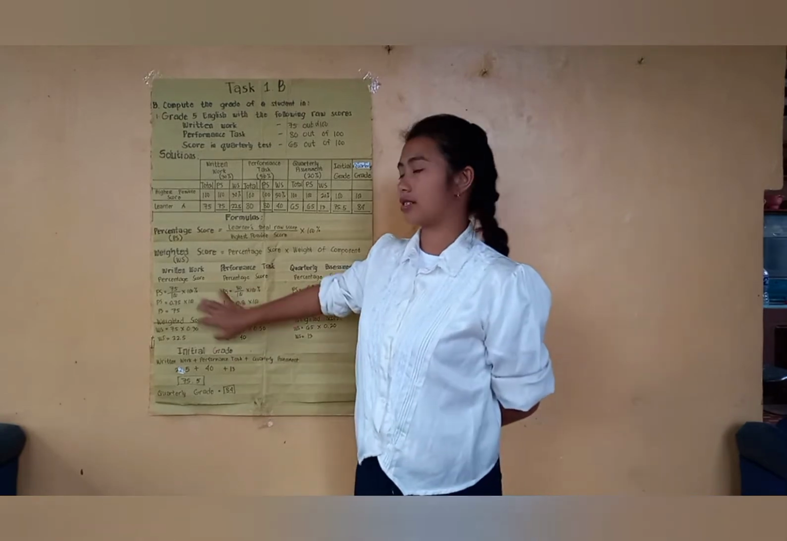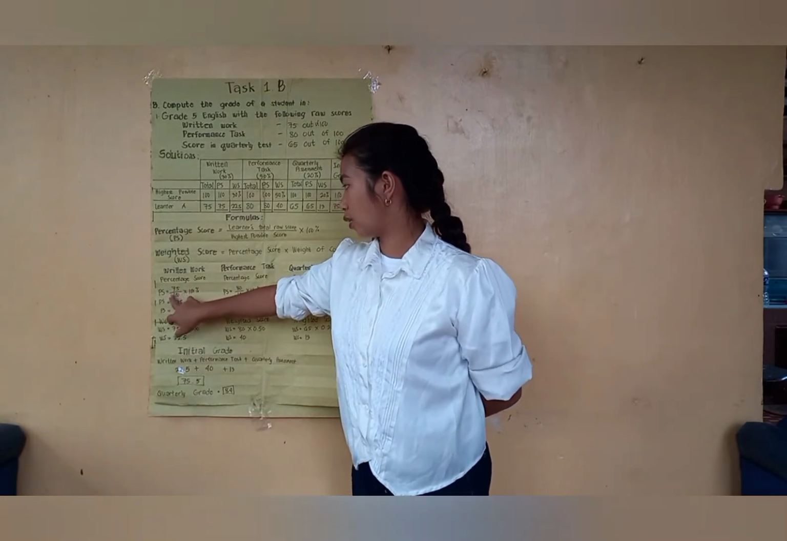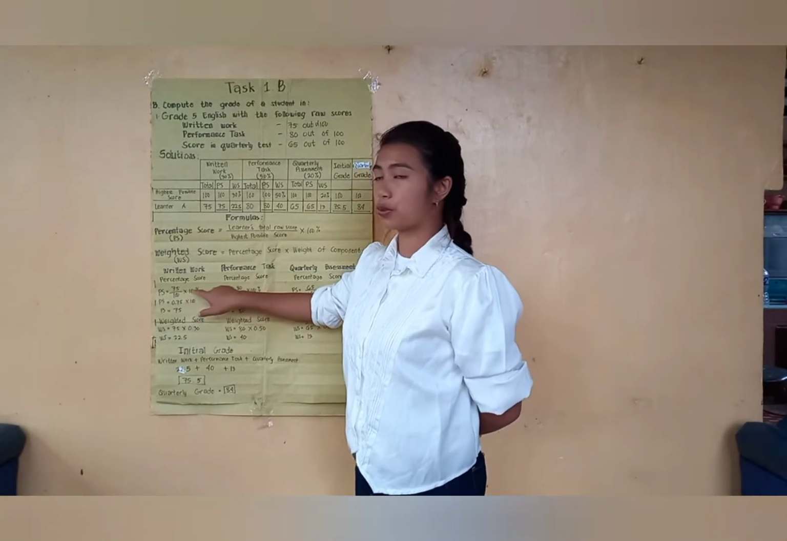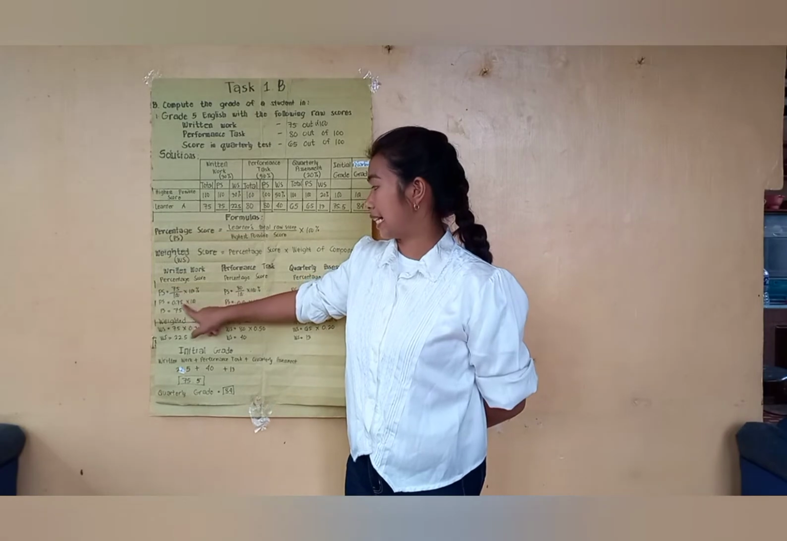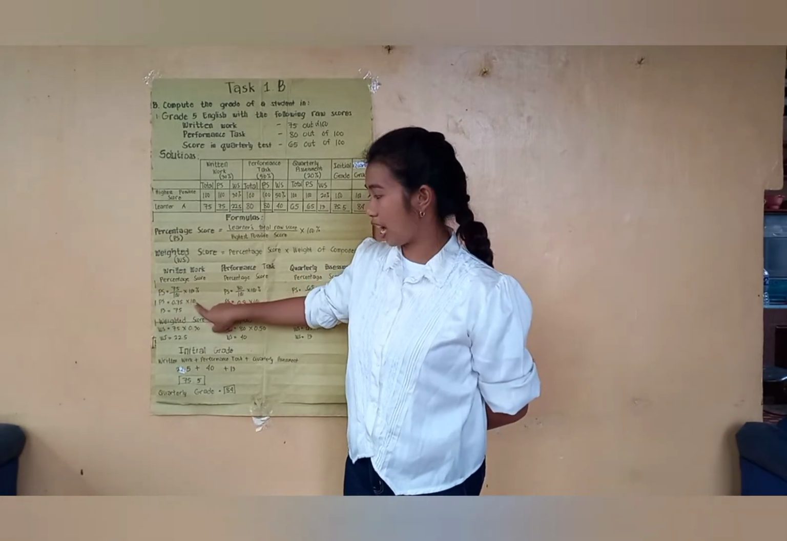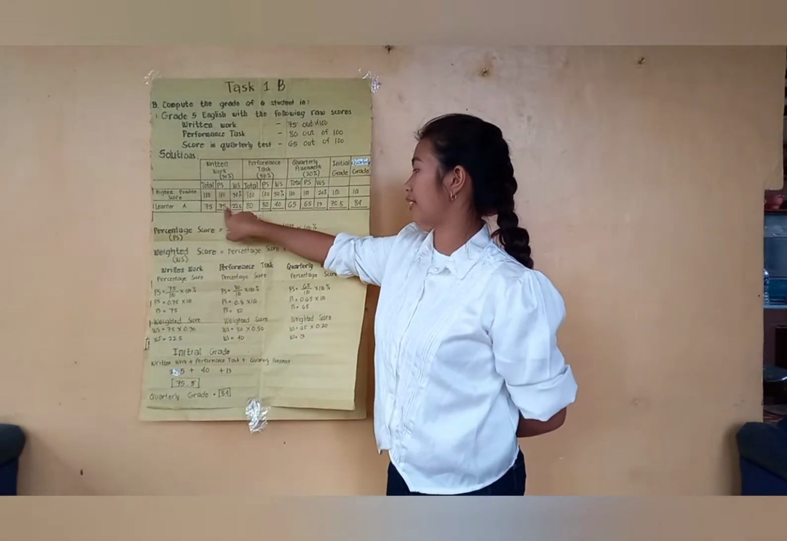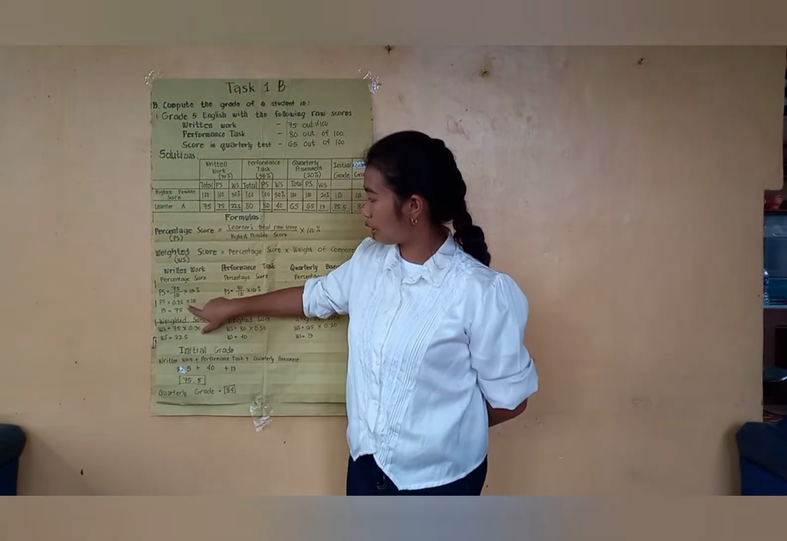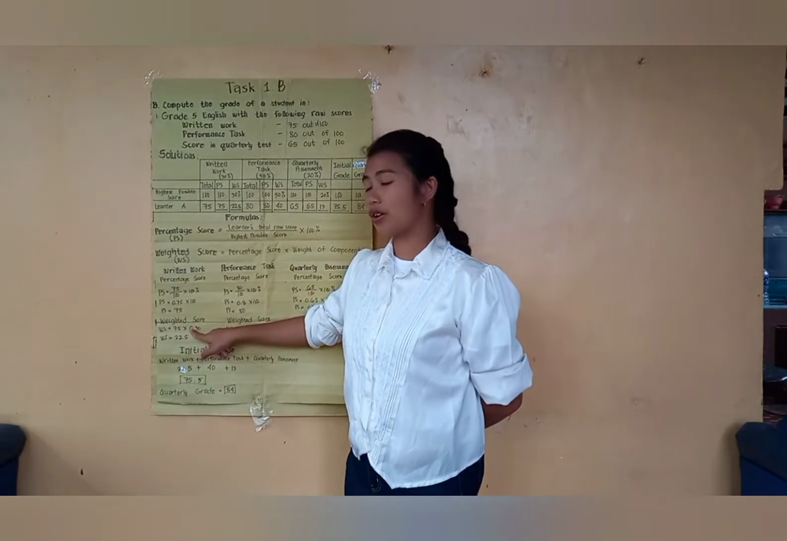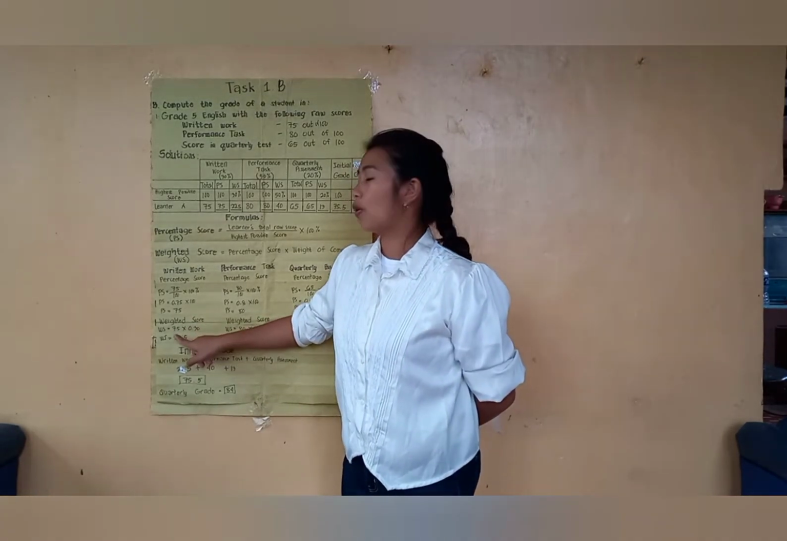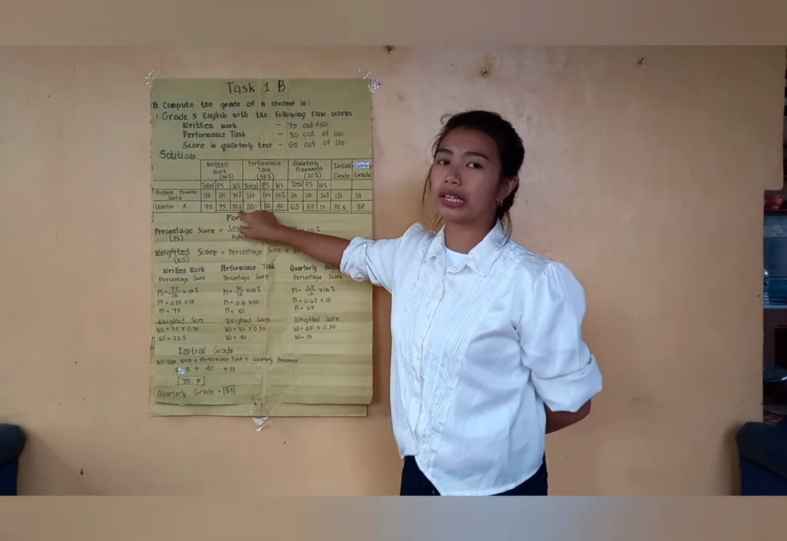So here's the solutions. In written work, our percentage score is equal to 75 over 100 times 100%. So 75 divided by 100 is 0.75 times 100 equals 75. So our percentage score in written work is 75. And the weighted score, our percentage score is 75, so we copy here, 75 times 0.30 equals 22.5. So 22.5 is the weighted score of written work.